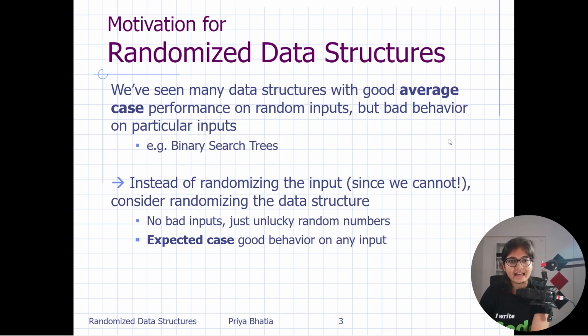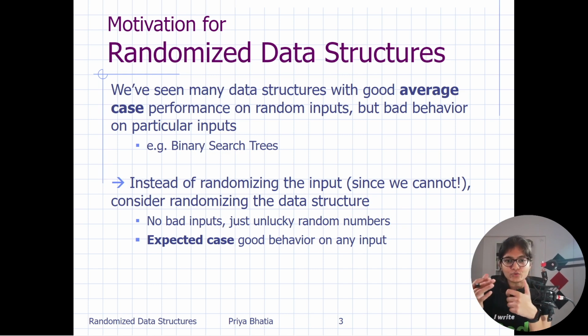So let's get started. First of all, what's the motivation behind this data structure? We have seen so many great data structures like linked lists, arrays, and binary search trees, which can give average case performance on random inputs. But for particular inputs, they can give us bad performance. For example, in BSTs, when we have a lot of skewness, we get an unbalanced binary search tree. At that point, the performance is pretty bad.